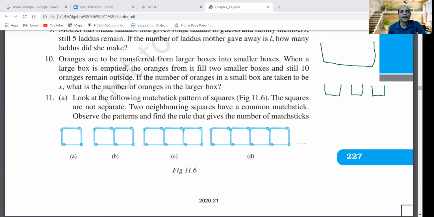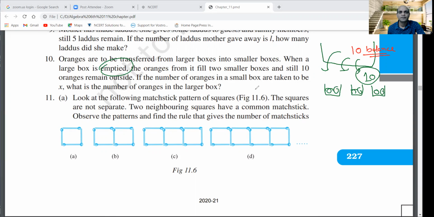When a large box is emptied, empty मतलब पूरा खाली कर दिया गया, मतलब सारा ऑरेंज को छोटे में भर्ती कर दिया गया. To fill small box, still 10 oranges remain outside. ये सब फुल हो गया. फिर भी क्या हुआ? 10 ऑरेंज बच गया यहाँ पर. 10 oranges remain in the big one. Thus balance बच गया. Left we can say. If the number of oranges in small box are taken to be X, what the number of oranges in the larger box?